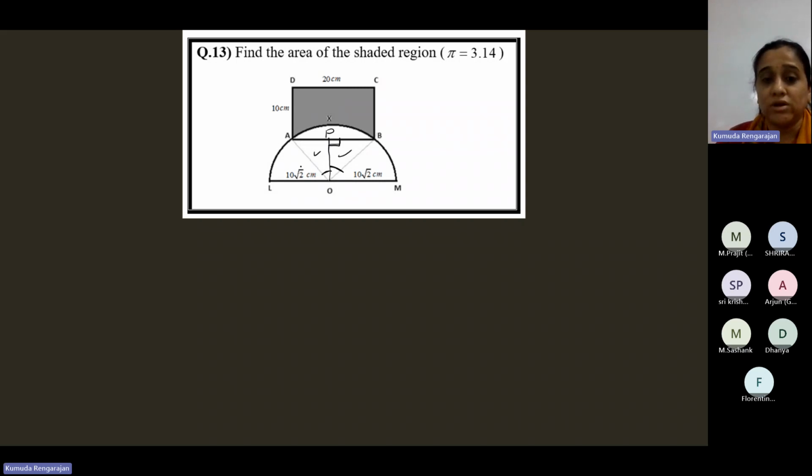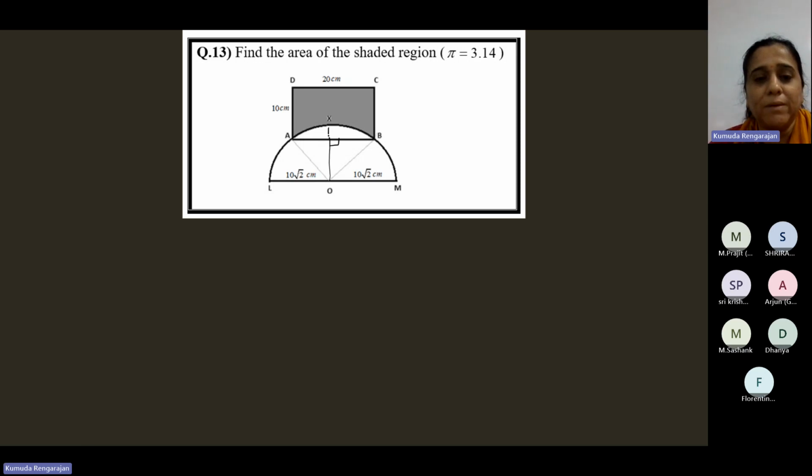Now, Pythagoras for trigonometry, how much is this one? 10 root 2. This one is 10 root 2. How much is this one? 20. This one is 20. Now we have to prove congruency first. Only then you can say AP is equal to BP. So we have to do congruency first. So let me come again.